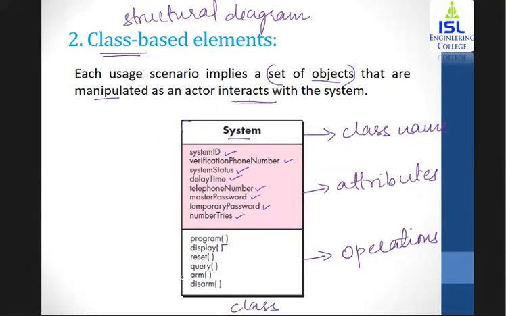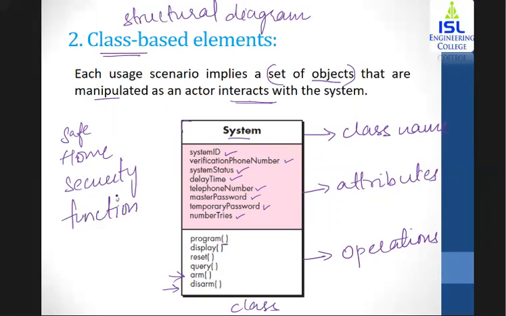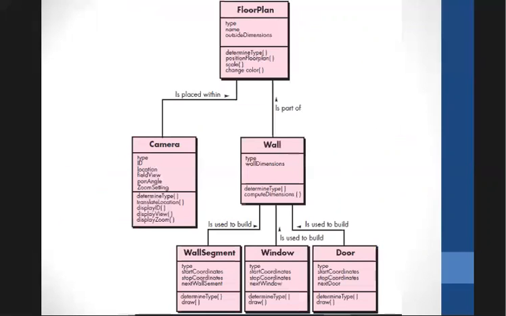Now in this system, you might be wondering what is arm and disarm. Now if we take the example of the safe home security function. Now the safe home security system is installed in homes where you want to secure your home from any intruder. So when you have activated all the sensors, then your system is armed. Disarm means when you have deactivated the system. So this is your class based elements. We'll see an example in here.